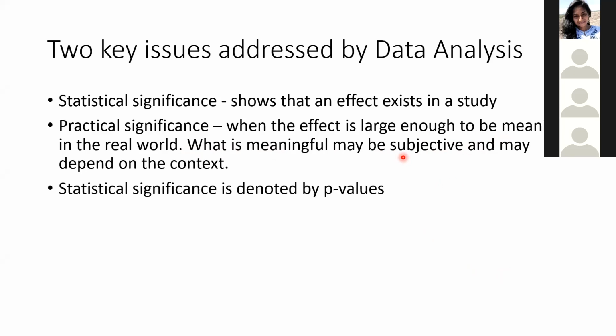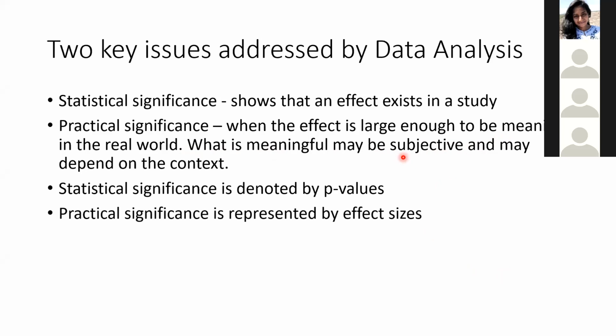So statistical significance, as you know, is denoted by the p-value. Practical significance is represented by the effect size. So the effect size, depending on the test, depending on the study, the formula changes, and there are certain guidelines to follow when you are referring to the effect size. Anyway, with the statistical significance, we have to always look at the practical significance as well. That is basically look at the effect size after the p-value.